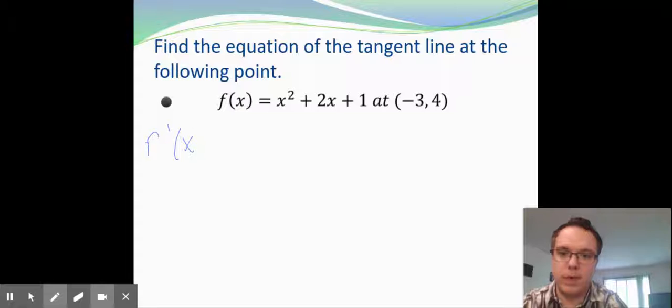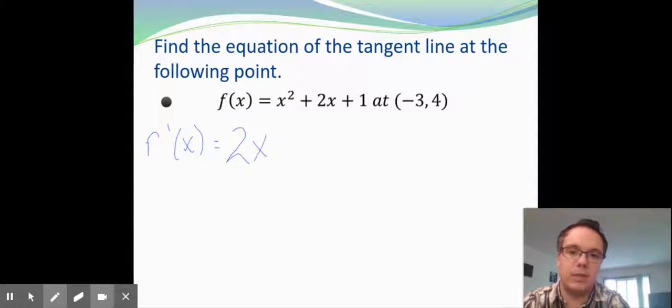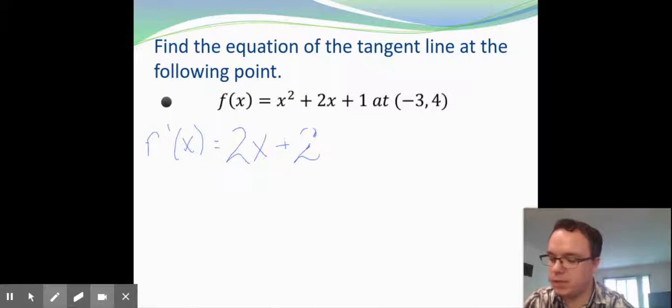So our derivative, we're just going to use our power rule. So we're going to bring down our 2 and subtract 1 from our exponent. 2 minus 1 is 1, so we get 2x. And then our derivative of x is 1. 2 times 1 is 2. And plus 1, our derivative of 1 is 0. So our derivative of x squared plus 2x plus 1 is 2x plus 2.